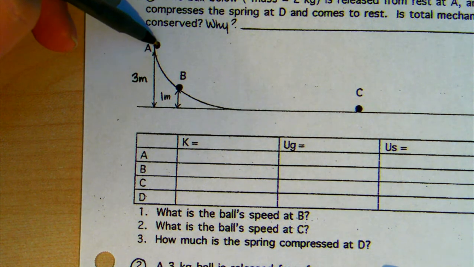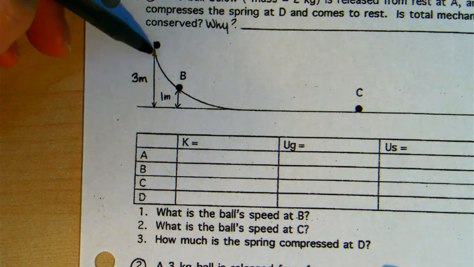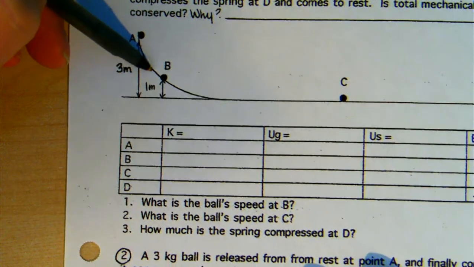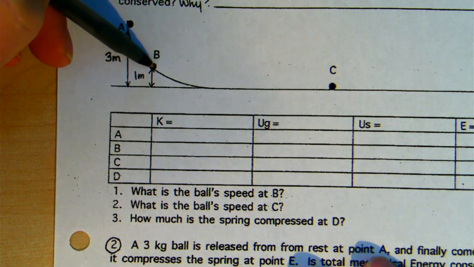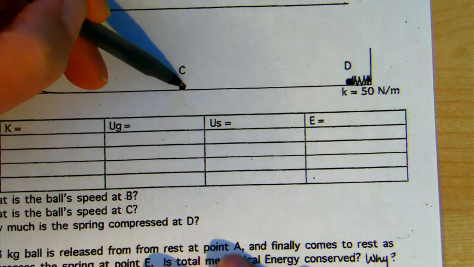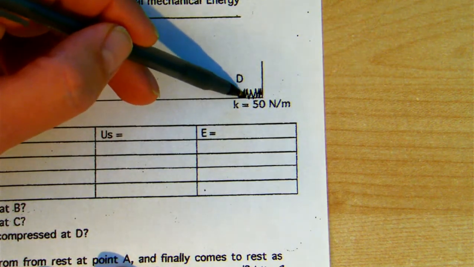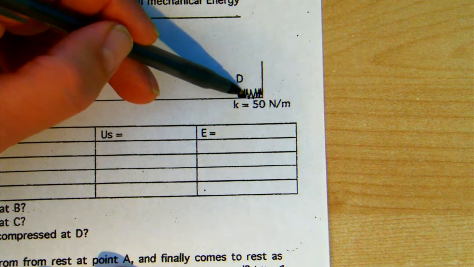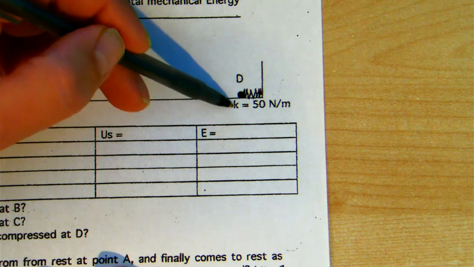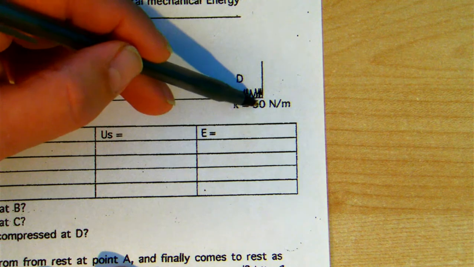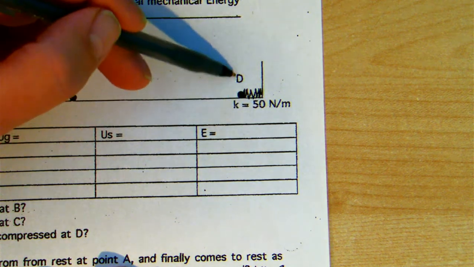When you let go of it, it slides. It doesn't actually roll, right? Because it's sliding. It slides down the ramp. At point B, it's 1 meter above the ground. At point C, it's on the ground. At point D, it has come to rest after it has compressed this ideal spring. Labeled here, the spring constant is 50 newtons per meter.